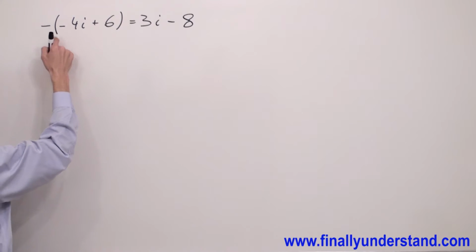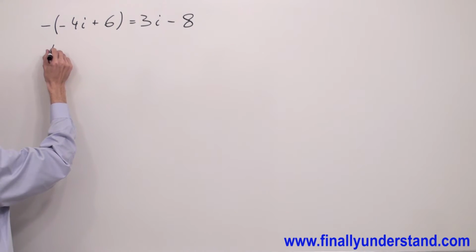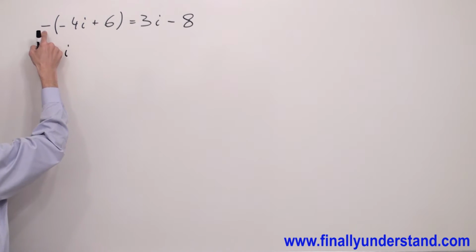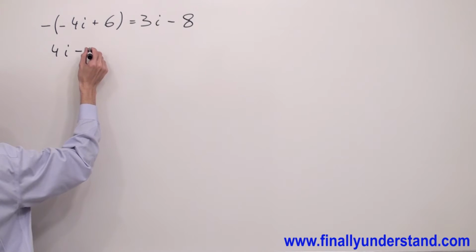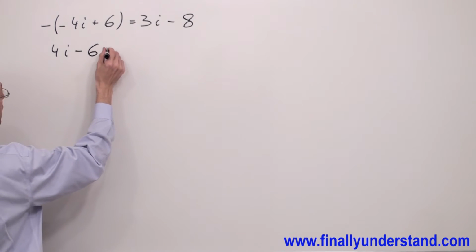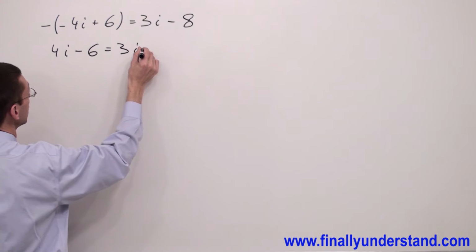Negative times negative will give me positive. That's why I'm going to have 4i. Negative times positive will give me negative. That's why I'm going to have negative 6. And I have 3i minus 8.